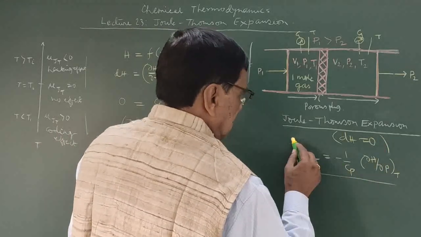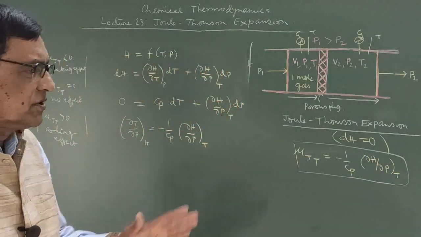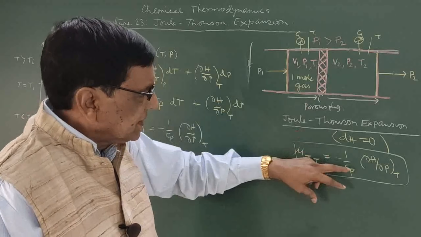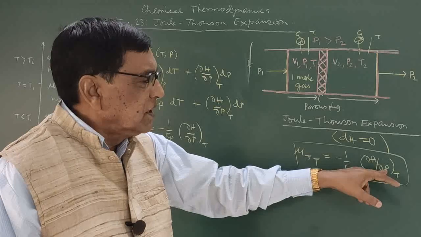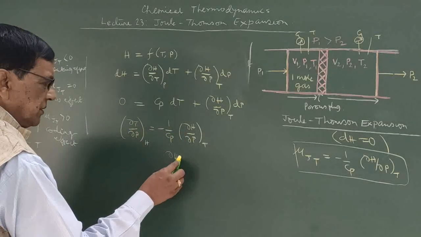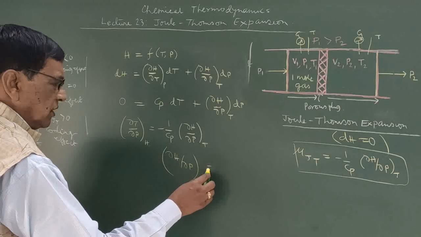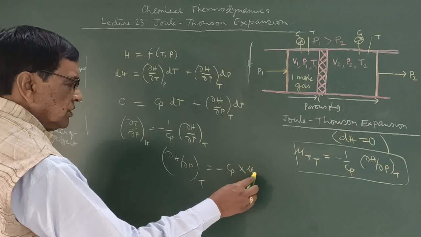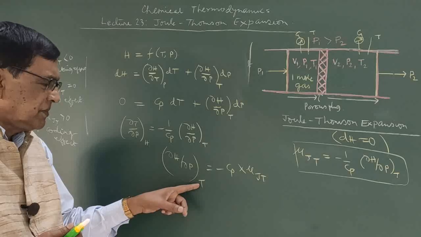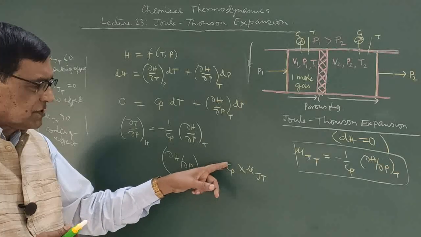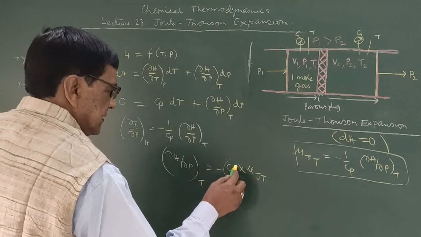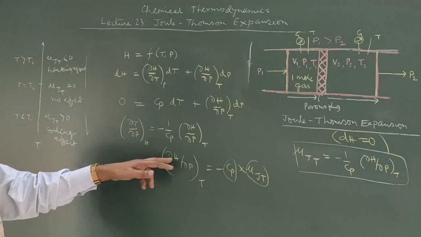This is also an expression of μJT, though this expression is not used for calculating μJT of a gas. However, if we can determine μJT and Cp, we can get the pressure dependency of enthalpy at constant temperature. So as you see, (∂H/∂P) at constant temperature is equal to minus Cp into μJT. You can remember, in the case of Joule's experiment, it is (∂U/∂V) at constant temperature, and instead of Cp it was Cv, and it is μJ, Joule's coefficient. So if we know Cp and μJT of a gas, then this could be calculated.